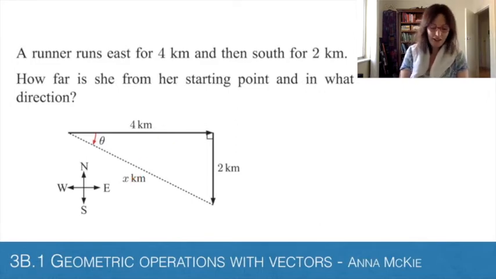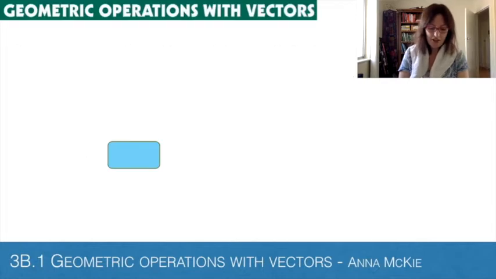Well, vectors can help us to work out these sorts of problems. If we have a starting point here and a finishing point over here, we've got 2 resulting vectors. We've got one that was 4 kilometres going east and another vector that was 2 kilometres going south. So that's got direction and distance, and that helps us to work out the end point. So that's sort of where we're heading.